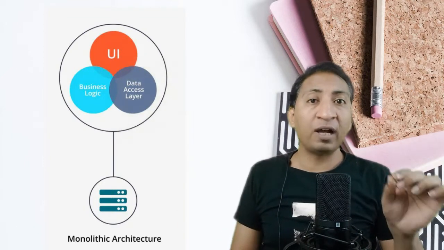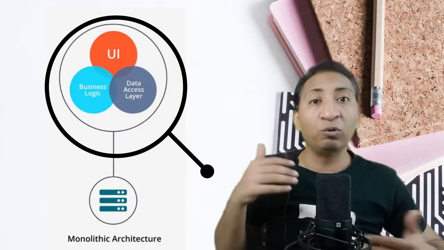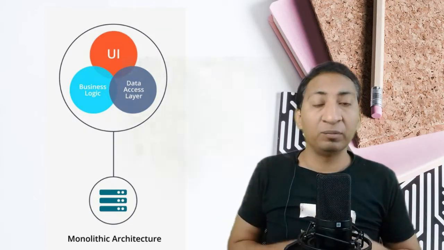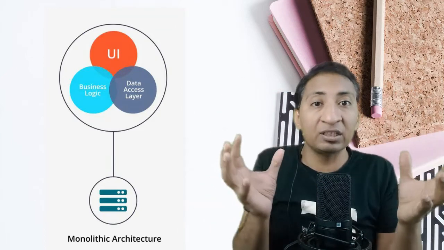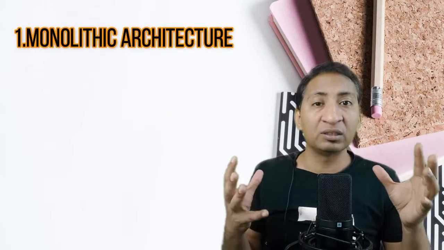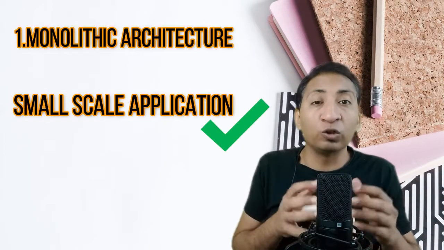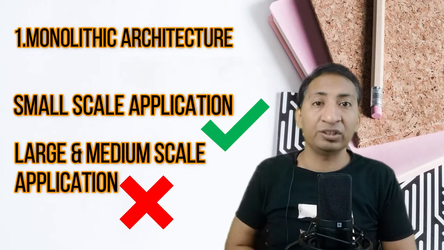Now, if I want to change any of the layers, we have to redeploy the whole application, because all these applications are running in a block and they are so much coupled together. This monolithic architecture is normally used for small scale applications, but not for large scale and medium scale applications. We have a number of disadvantages with this architecture.